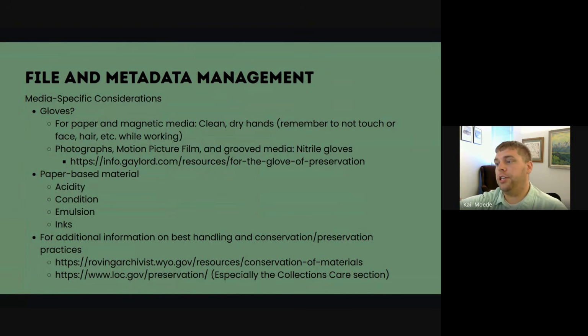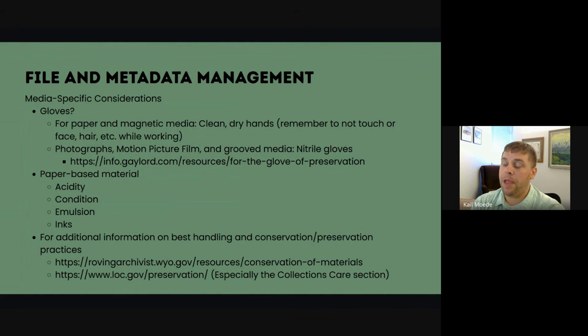I gave a link to Gaylord Archival. They have an article called the glove of preservation. It's a good resource. It gives you a rundown of a lot of different types of media to remember, and what you should do for each one.